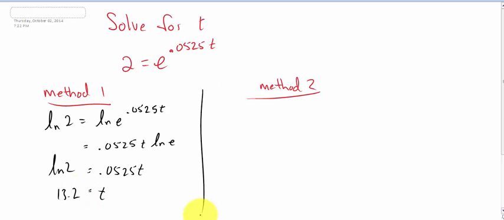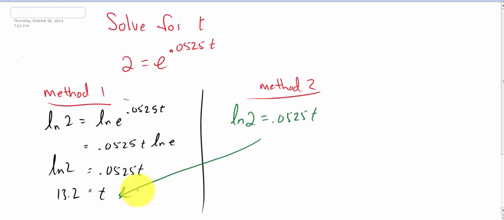I'm not a fan of taking the log of both sides, to be honest. I prefer to change into the logarithm that is the most appropriate for the problem. And the base of the exponential that we're trying to solve is e. So let's change this equation into its equivalent logarithm equation. We're going to go log base e, so natural log of 2 equals the exponent, 0.0525t, and we divide again and we get right there.